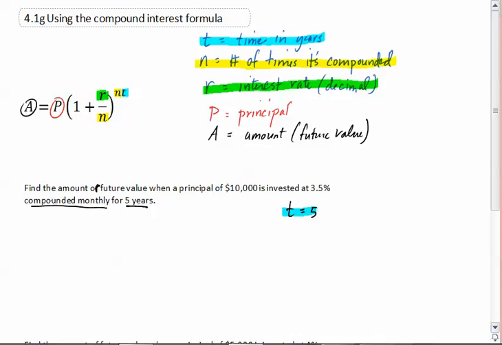Compounded monthly. So that means my N is going to be a 12. That's that yellow thing. And let's take a look at what the interest rate is. The interest rate is that, but we've got to turn that into a decimal. Now remember, turning a percent into a decimal means we move the decimal 2 to the left. And so my R is 0.035. Okay, and that's my rate of interest.